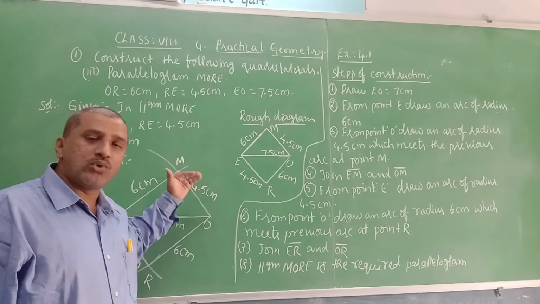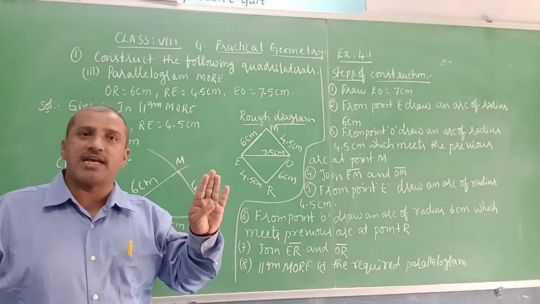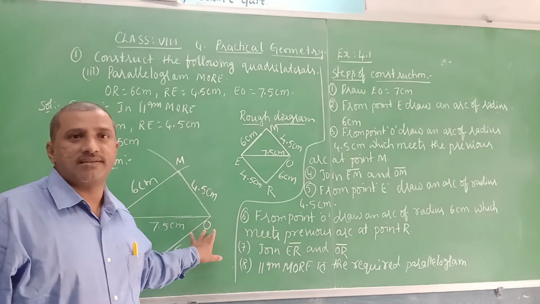Is it clear, children, how to construct a quadrilateral when 4 sides and 1 diagonal are given? Thank you.